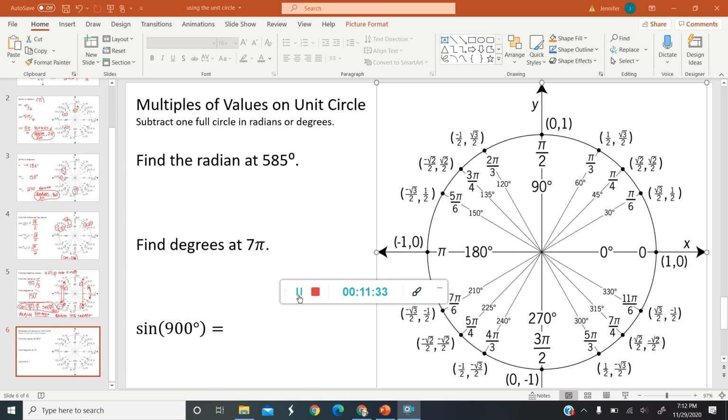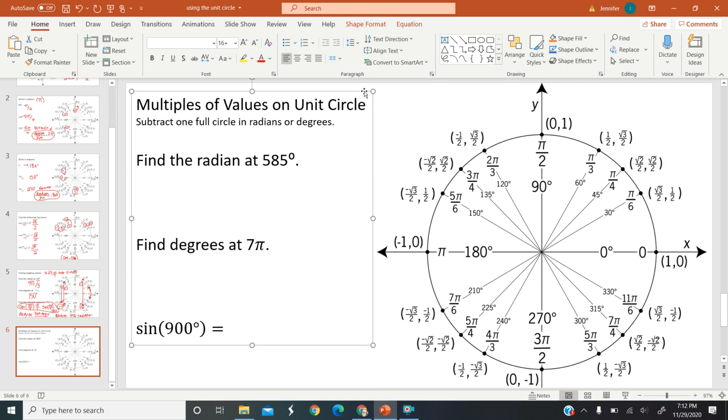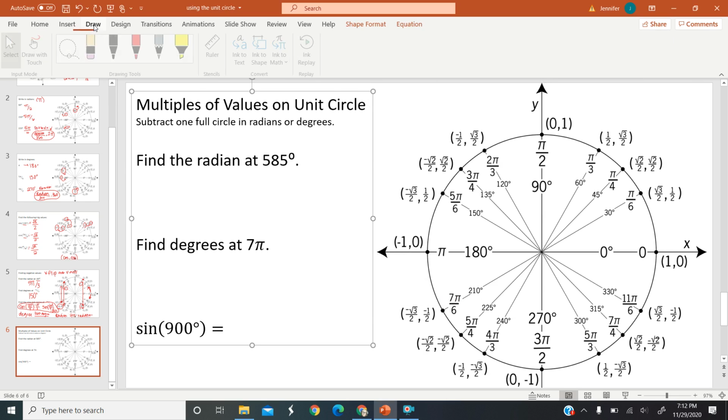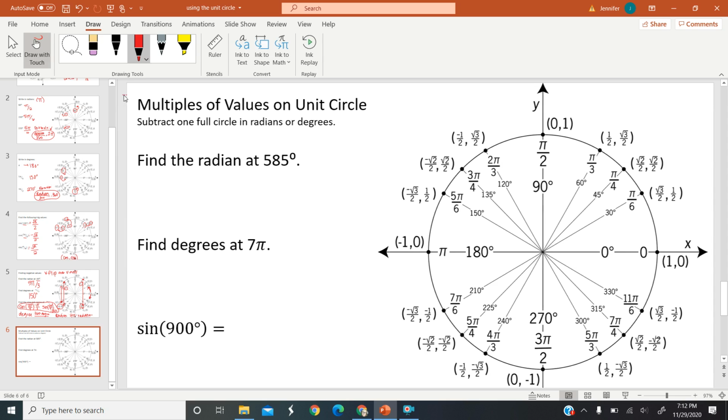Okay, so one more thing that you might encounter is multiples of values on the unit circle. So what I mean by that is that you might be given something that's bigger than 360 or 2 pi, which goes further than around the unit circle one time. So on the first one, you're finding the radian at 585 degrees. So obviously 585 is not on the unit circle because it only goes up to 360.